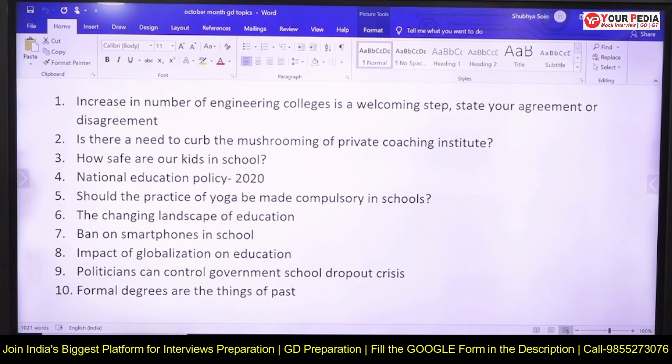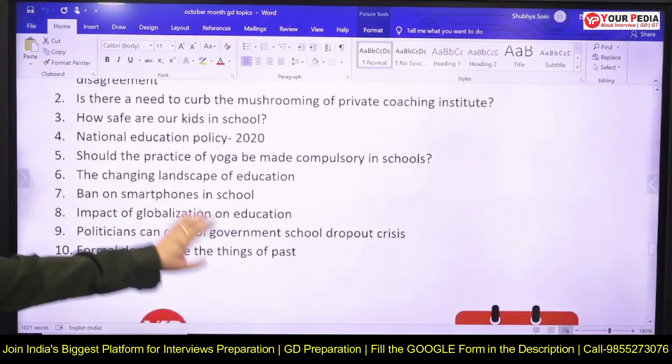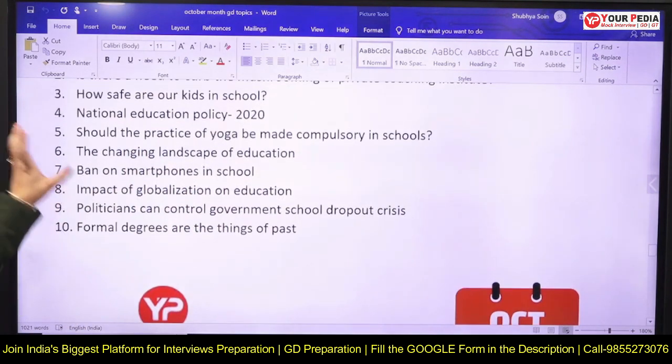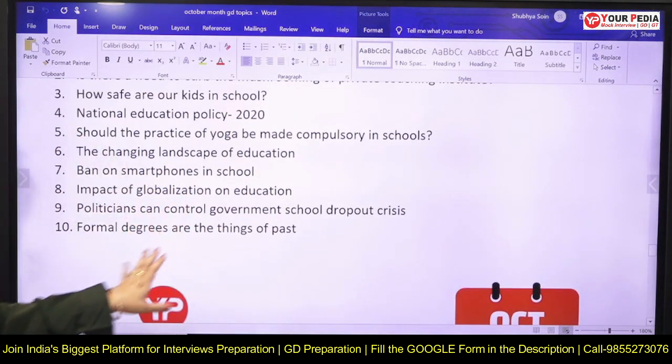Should the practice of yoga be made compulsory in schools? The changing landscapes of education, ban of smartphones in school, impact of globalization on education. Politicians can control government school dropout crisis.